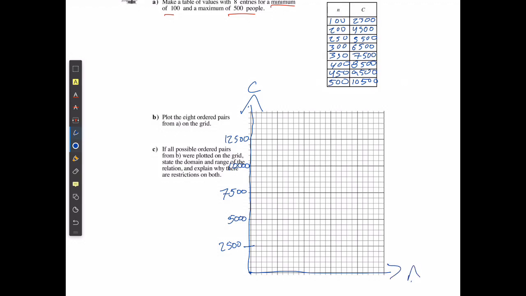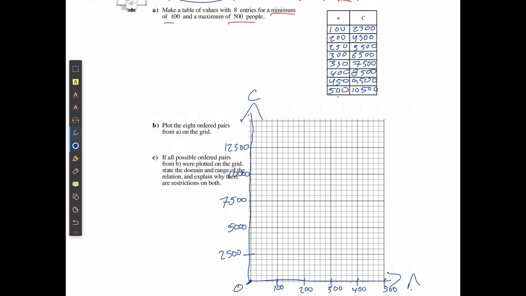For my n values on the bottom, I have 1, 2, 3, 4, 5 of the bigger lines or 25 of the smaller lines. If I only need to go up to 500, I'm going to make every fifth line worth 100. So there's 100, 200, 300, 400, and 500. And this starting point is going to be at 0.